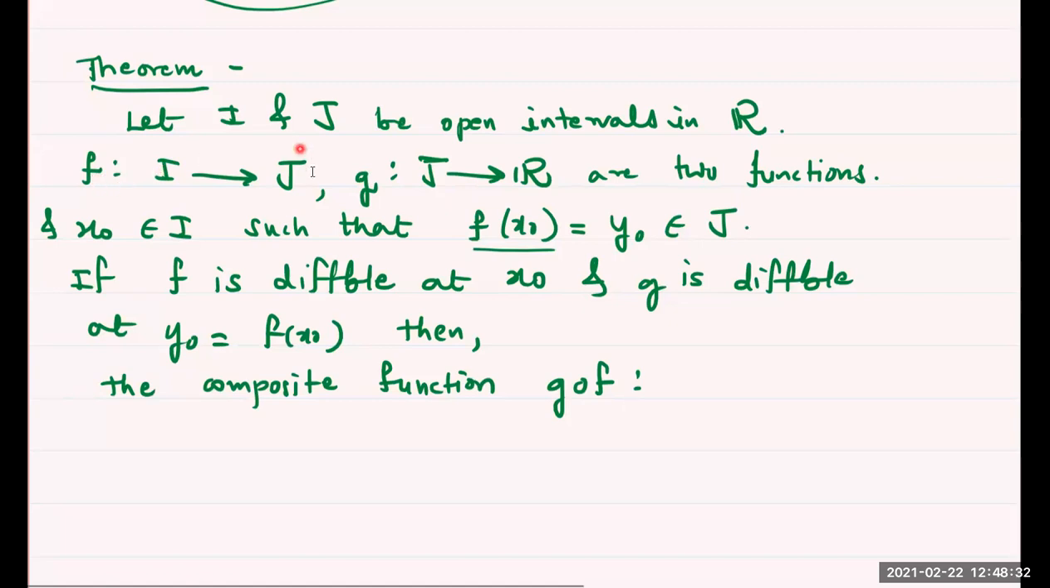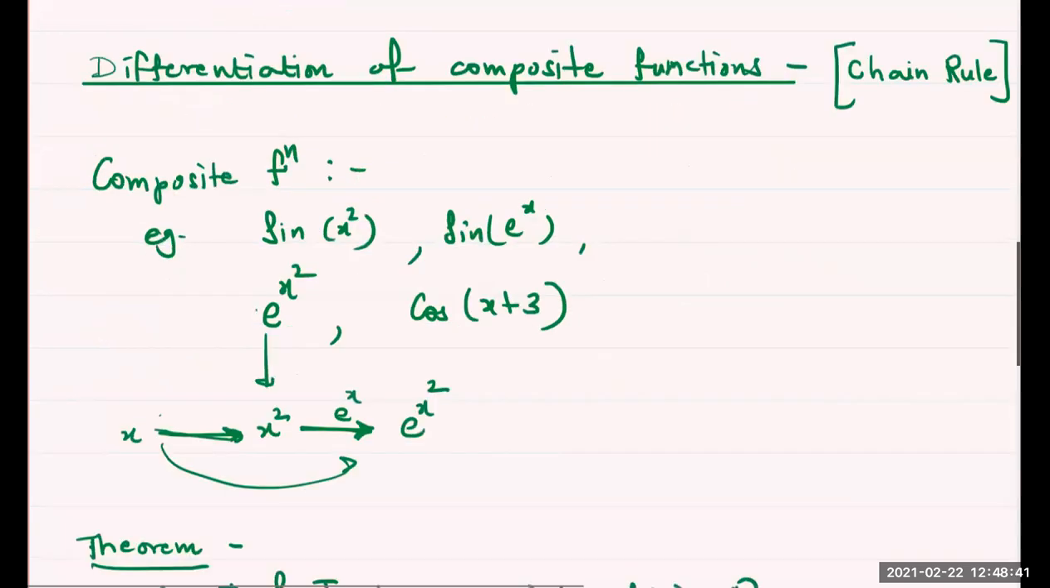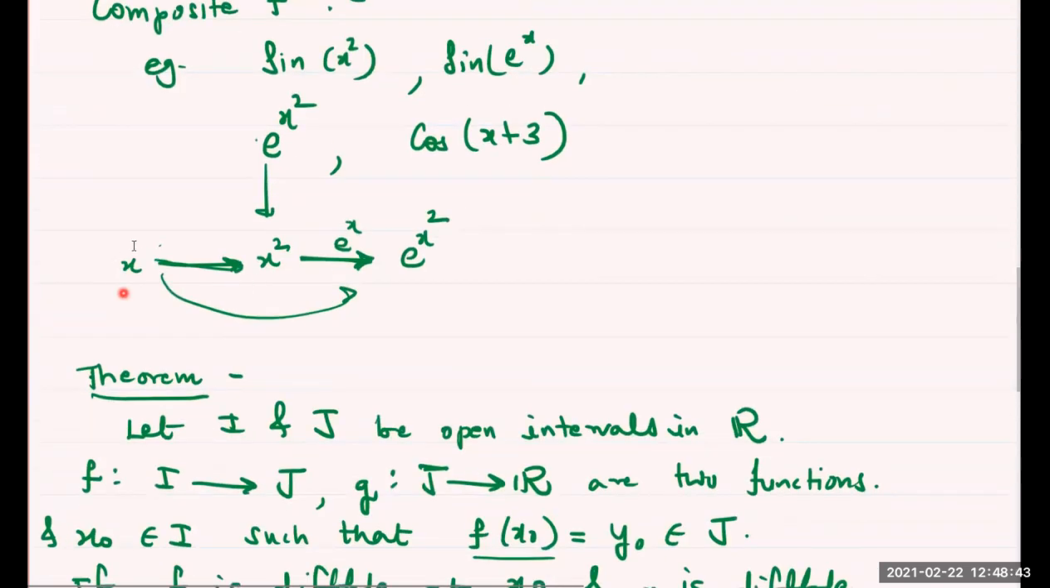F took us from I to J and then G took us from J to R. So when I consider G∘F together, here I have drawn the diagram too. See, this is I to J, this is J to R. G∘F, that means when you take the composite function, x goes directly to e raised to x square.